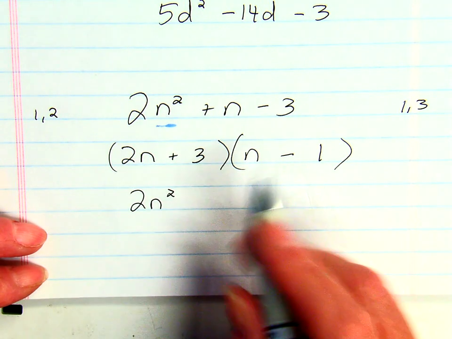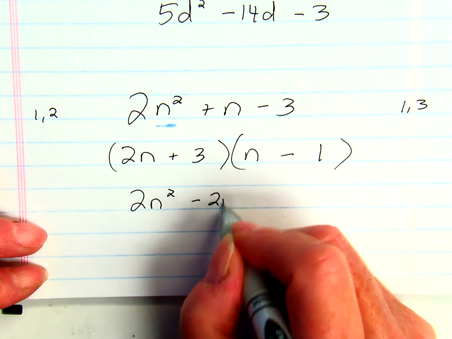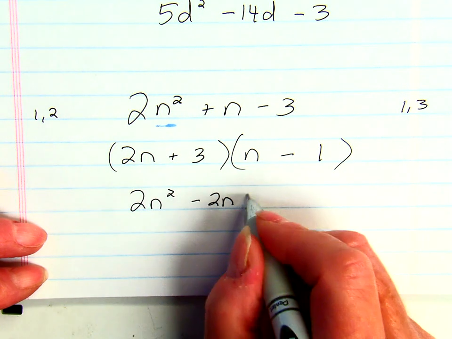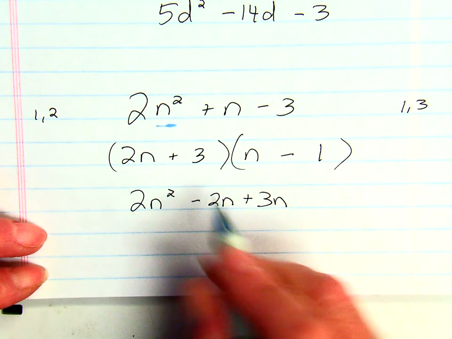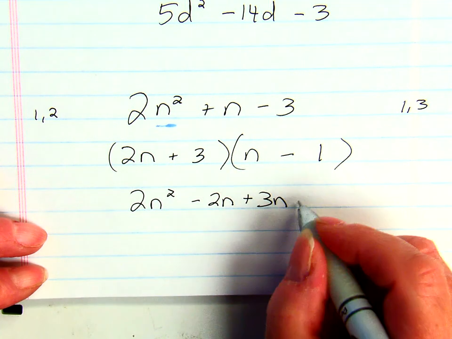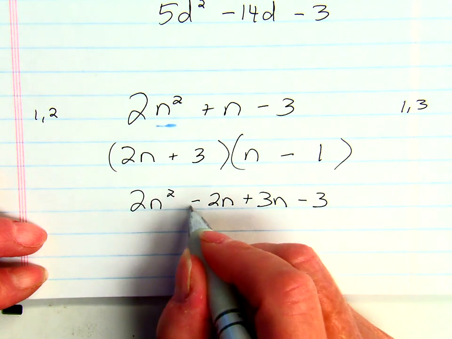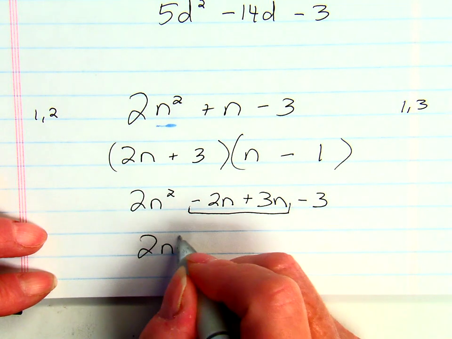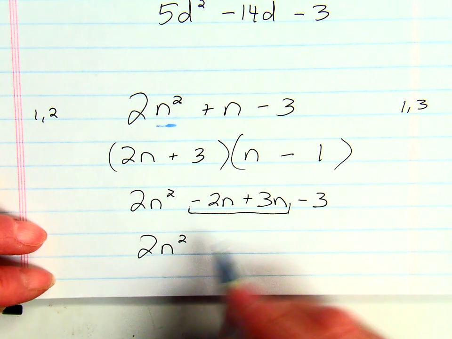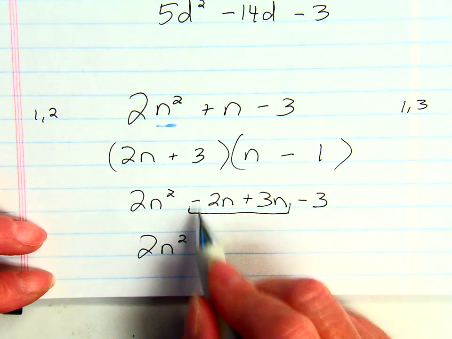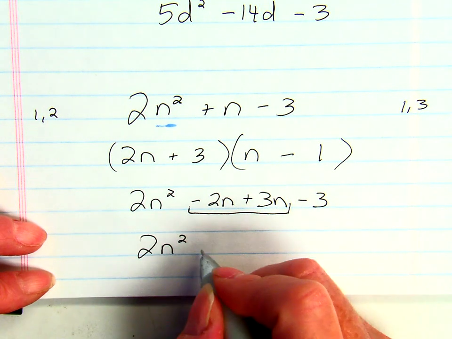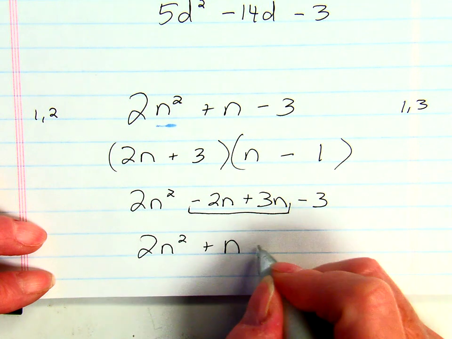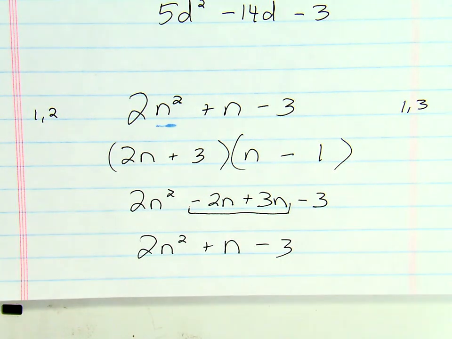Outside is negative 2n. Inside is positive 3n. And my outside is a negative 3. Chances are you'll get this faster than I get it because you're all so bright. Okay, so the combination of the negative 2n and the positive 3n gives me a positive n, so (n - 3), and voila, we have done that.